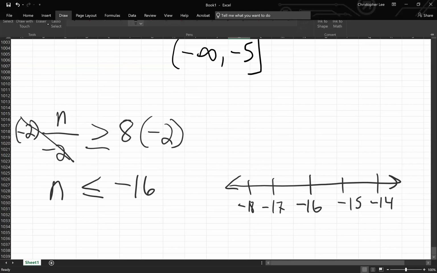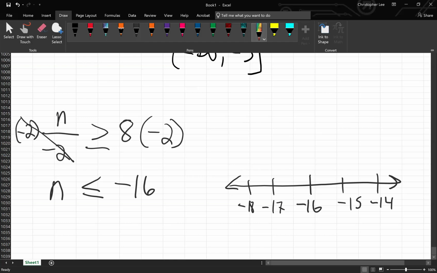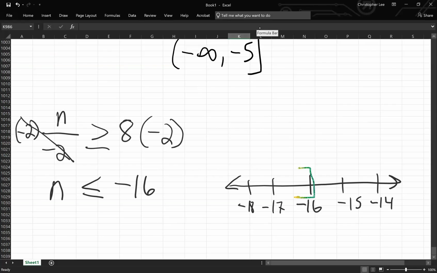So now this is less than or equal to negative 16, sorry. Negative 16, less than or equal to negative 16. This is a bracket. So I'm going to have a bracket like this, and shade all the numbers that are smaller.